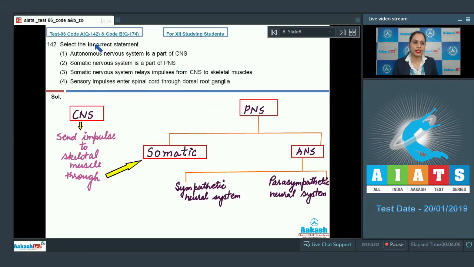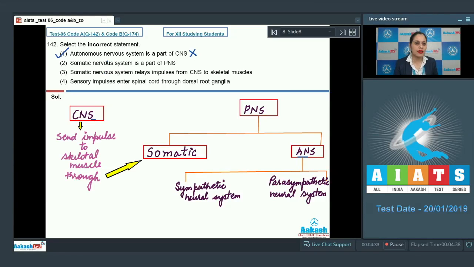Question number 142. Select the incorrect statement, and the very first statement is autonomous nervous system is a part of CNS. And as it is an incorrect statement, so this is a correct answer to our question because autonomous nervous system or ANS is a part of peripheral nervous system and not of central nervous system.